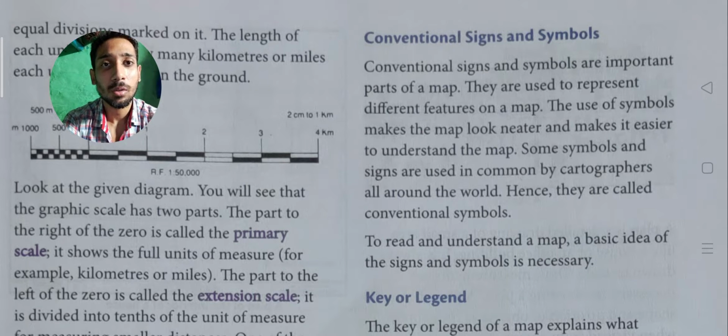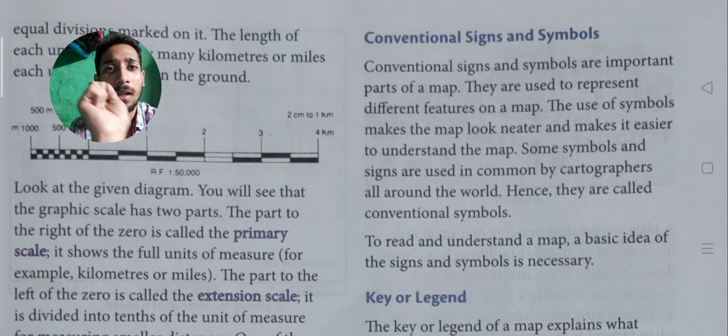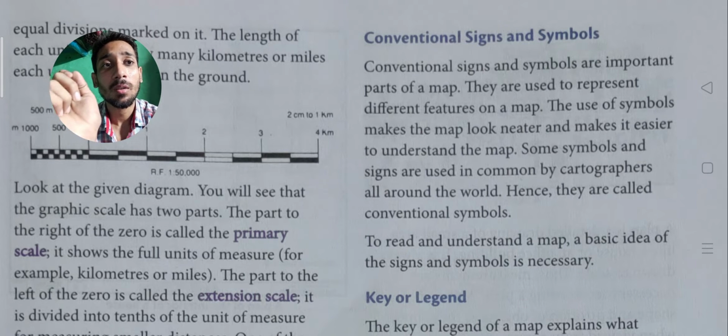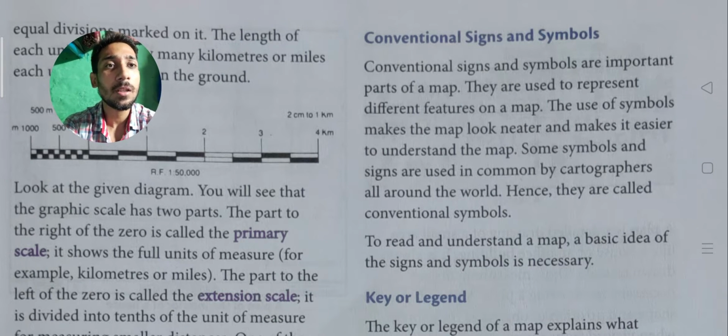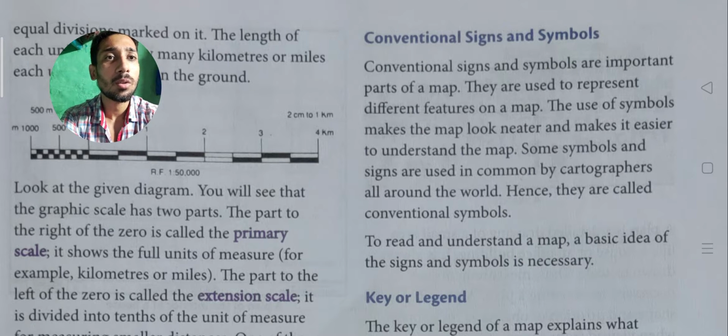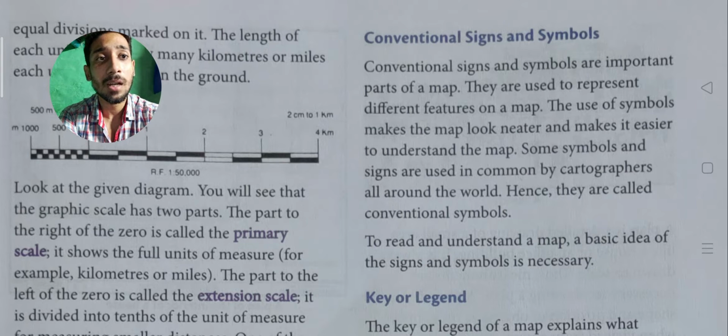As I told you in my previous class, I showed you some signs, where the bold boundary tells about the states and the small boundary tells about small locations. That is what we call conventional signs and symbols. They are an important part of a map and are used to represent different features on a map. The use of symbols makes the map look neater and easier to understand.